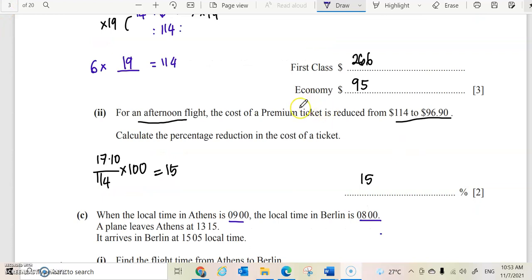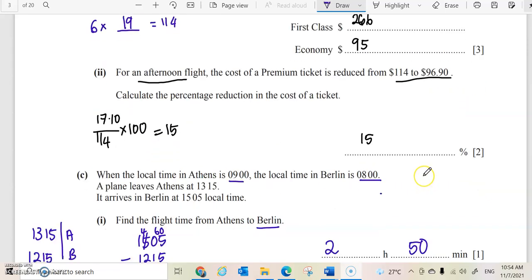Okay, next we go to question 2. For an afternoon flight, the cost of a premium ticket is reduced from $114 to $96.90. Okay, calculate the percentage reduction in the cost of a ticket. Okay, so reduction maknanya kita kena tolak. So, awak ambil 114 minus dengan 96.90, and then you get 17 10 cent, and you divide with the original price of premium ticket, 114 times 100, so you get 15%.